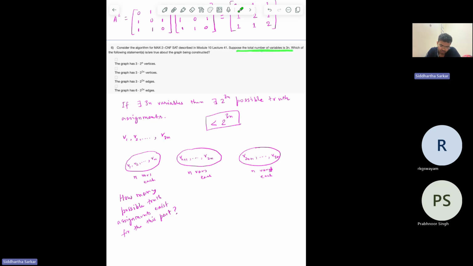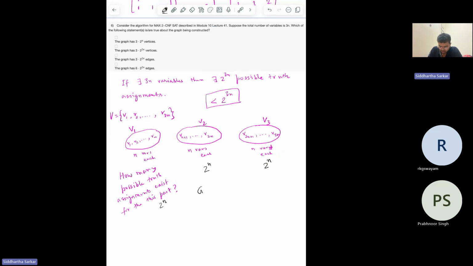According to the question, the total number of variables in the Boolean formula is 3n. Let us say these are the variables, and I partition these 3n variables into three parts. This is V1, the first n variables, this is V2, the next n variables, and this is V3, the next n variables. Now I am asking, for the first n variables only, how many possible truth assignments are there? 2 raised to the power n. Correct. So there are 2 raised to the power n possible truth assignments for this part. Similarly, 2 to the n possible truth assignments for this part, and 2 to the n possible truth assignments for this part.